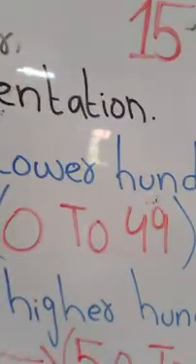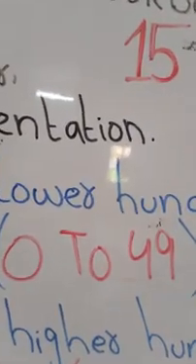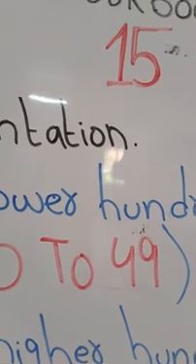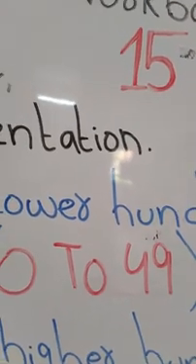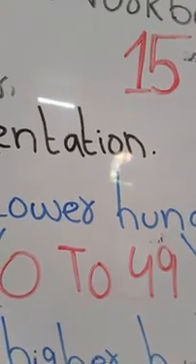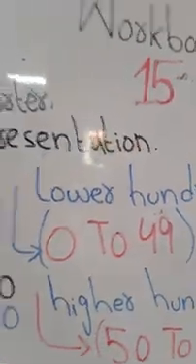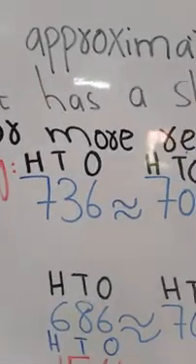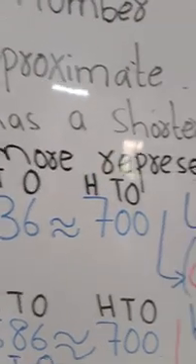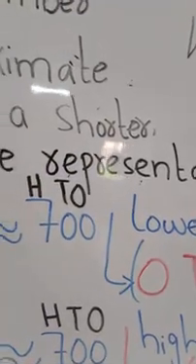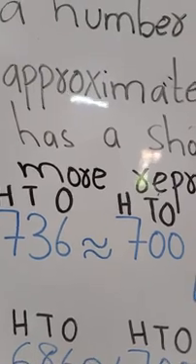So here I told you that if the number is 0 to 49, between this, if any number is coming to us in tens and ones, so we have to round off to the lower 100. So it means the 736 rounding off is 700 because in tens and ones place the number is 36.